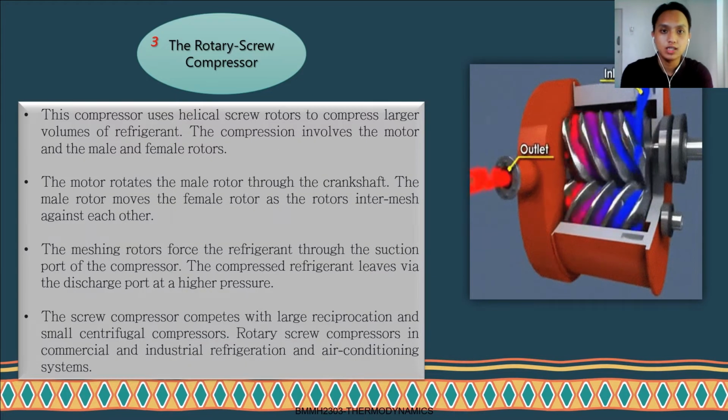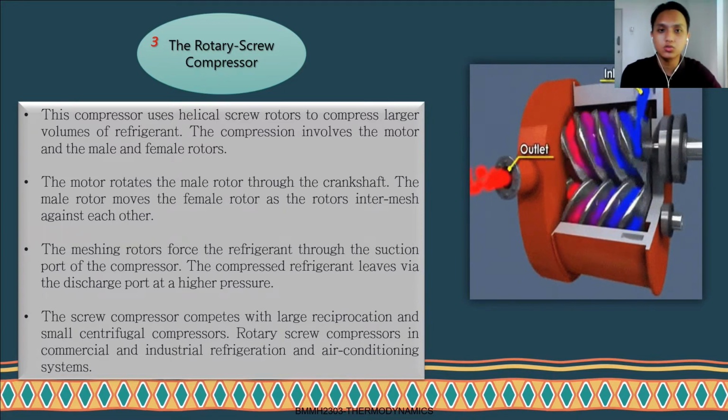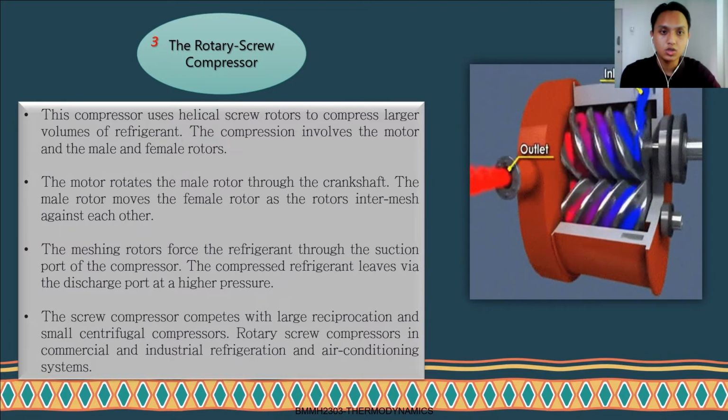And the third one is the rotary screw compressor. This compressor uses helical screw rotors to compress a larger volume of refrigerant. The compression involves the motor and the male and female rotors. The motor rotates the male rotor through the crankshaft. The male rotor moves the female rotor as the rotors intermesh against each other.